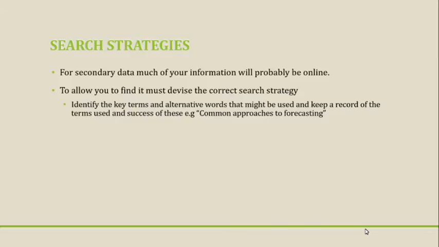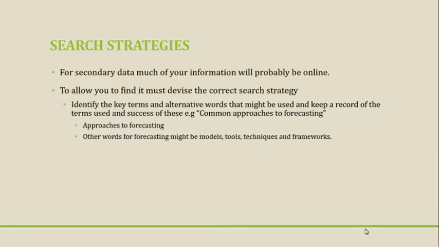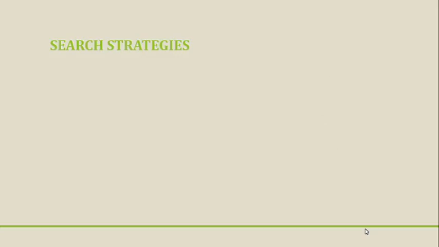For example, for the information need common approaches to forecasting identified in this, the search terms might be approaches to forecasting. However, other words for approaches might be models, tools, techniques and frameworks. Alternative words for forecasting might be predicting sales or demand forecasting. If you're struggling to find information, it is important that you assess the search strategy you're using. In addition to the correct search terms, you can use search operators to make your search strategy more accurate.